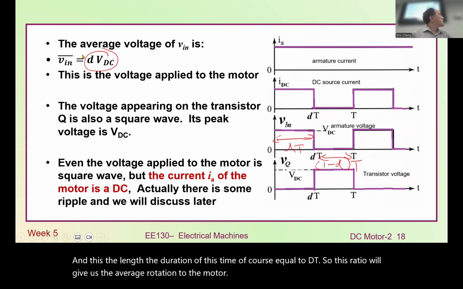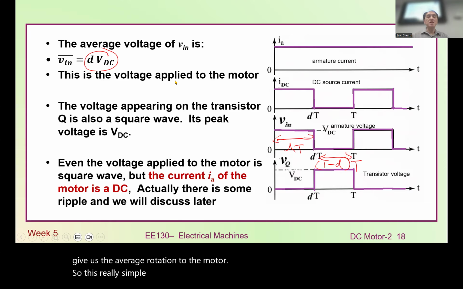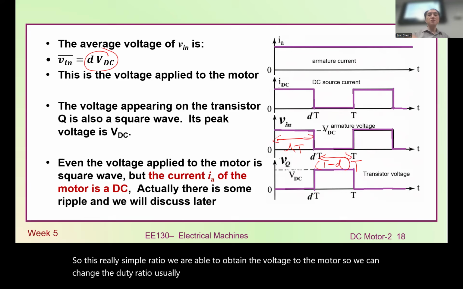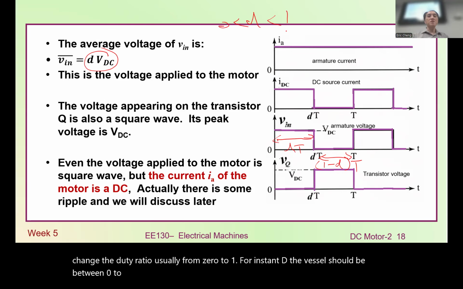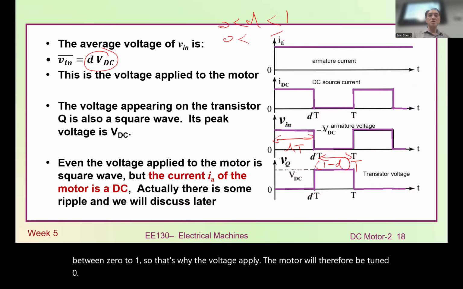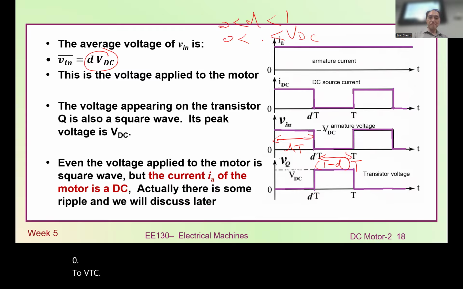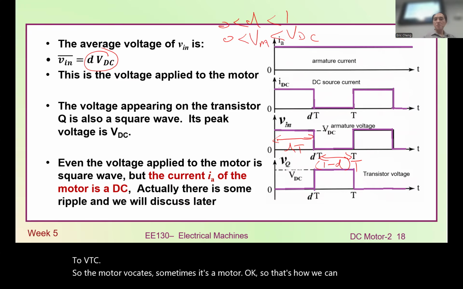So this is a really simple ratio, and we are able to obtain the voltage to the motor. We can change the duty ratio from 0 to 1. For instance, the ratio should be between 0 and 1. That's why the voltage applied to the motor will therefore be between 0 and VDC. So that's how we can see the voltage we apply to the motor.